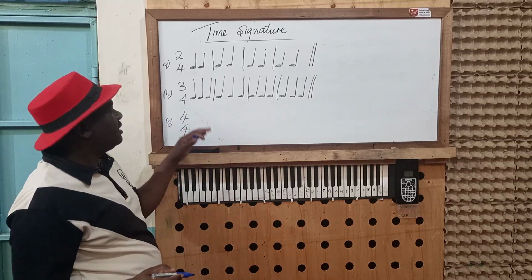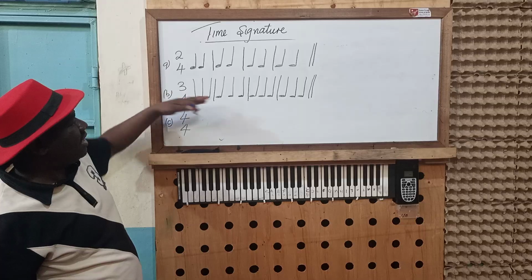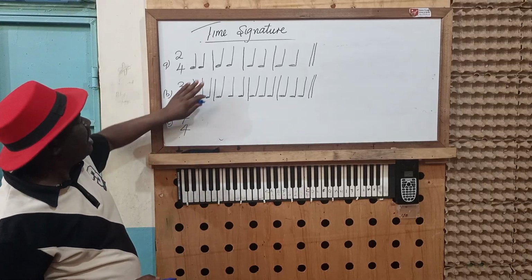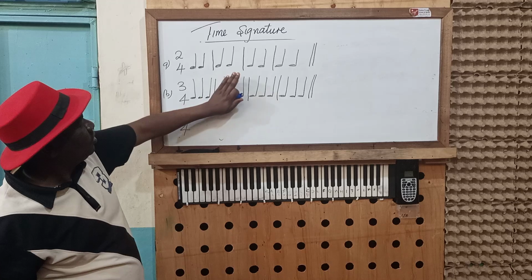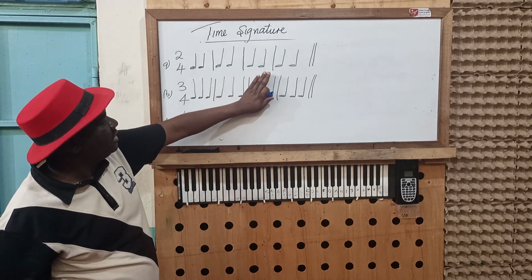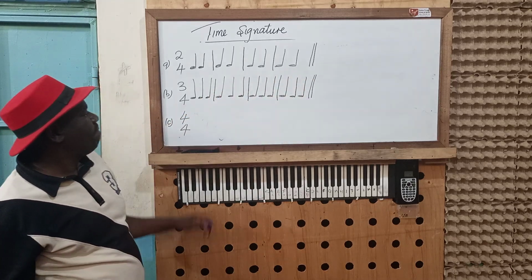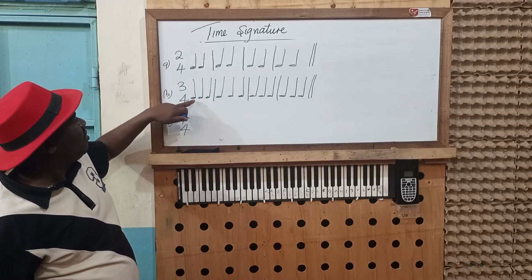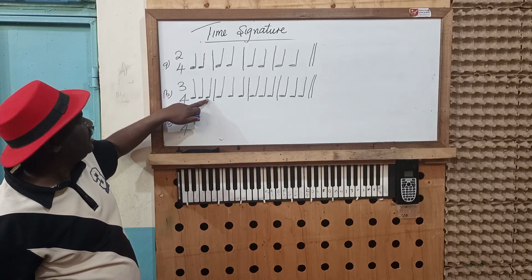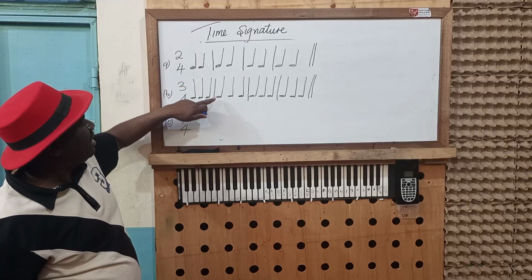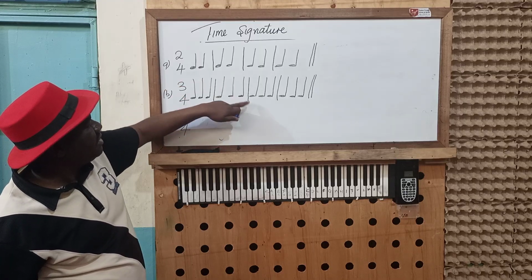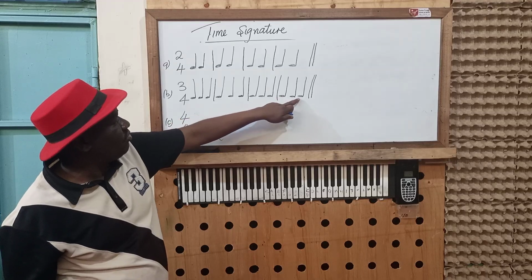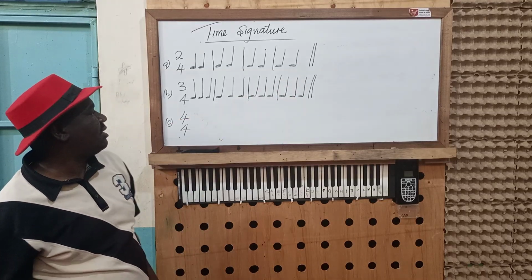Realize that this is also a music composition. It has how many bars? 1, 2, 3, 4. How many crotchets are in each bar? 3. 1, 2, 3. The bar ends there. 1, 2, 3. The bar ends there. 1, 2, 3. And the bar ends there.